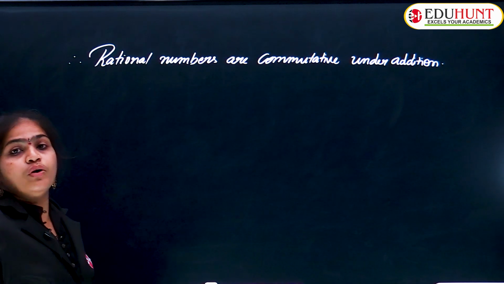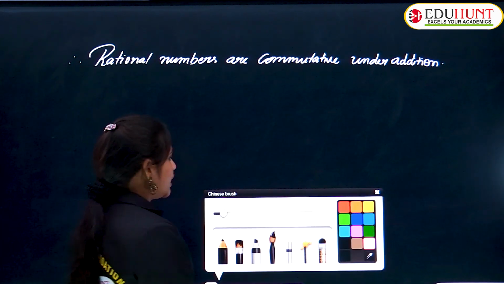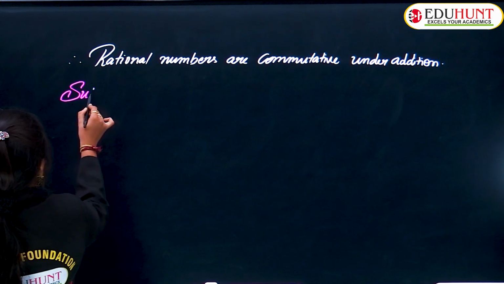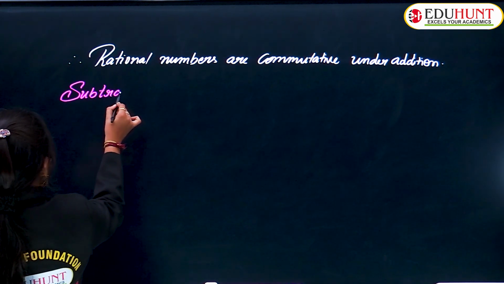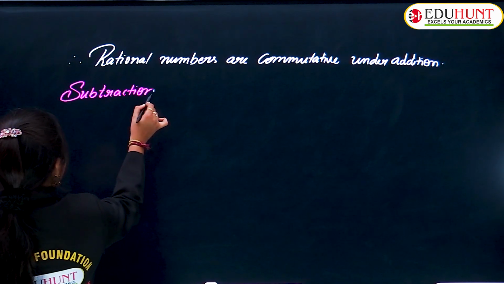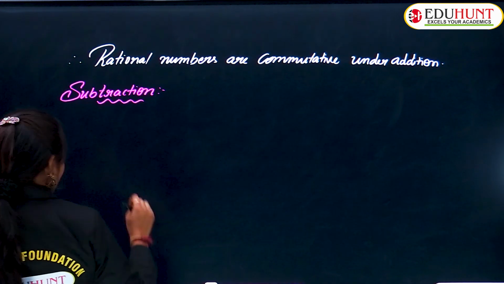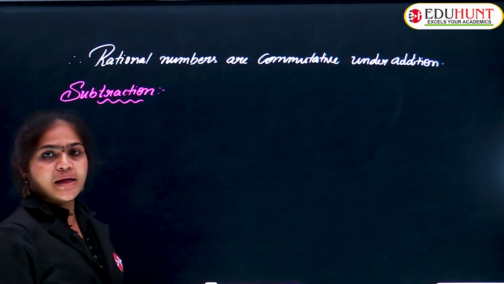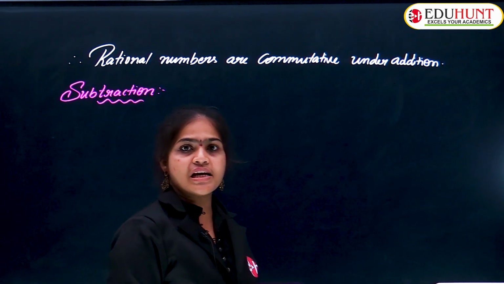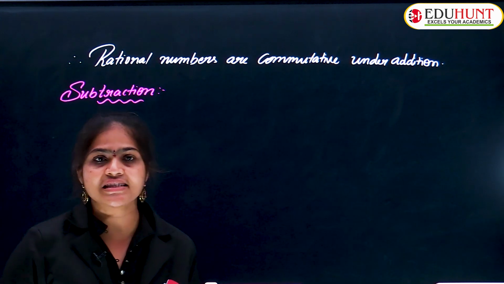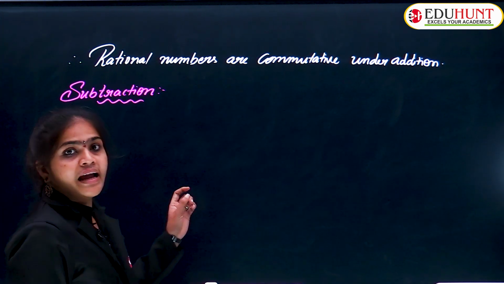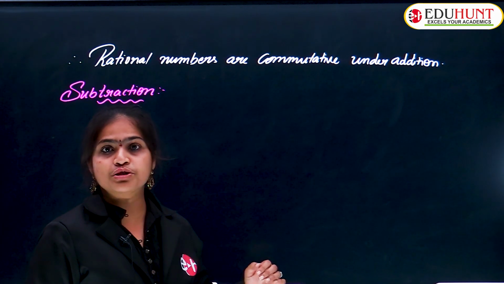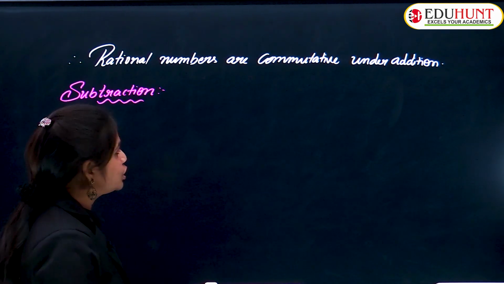After addition, what is the next fundamental operation? That is subtraction. In subtraction, what do we have to check here? Let a/b and c/d be any two rational numbers, and we check whether a/b minus c/d is equal to c/d minus a/b. We just have to check whether those two are satisfied or not.